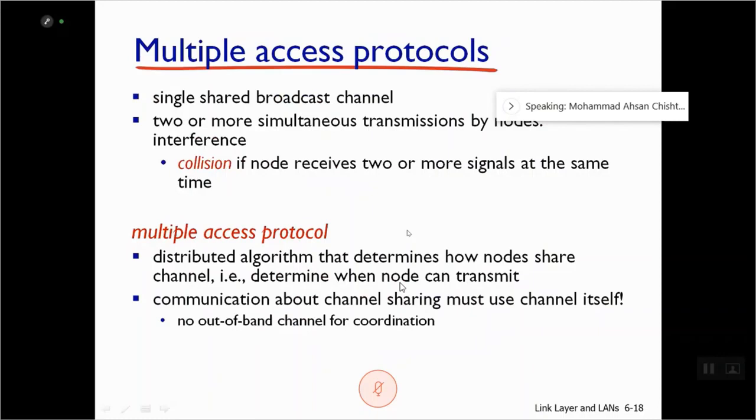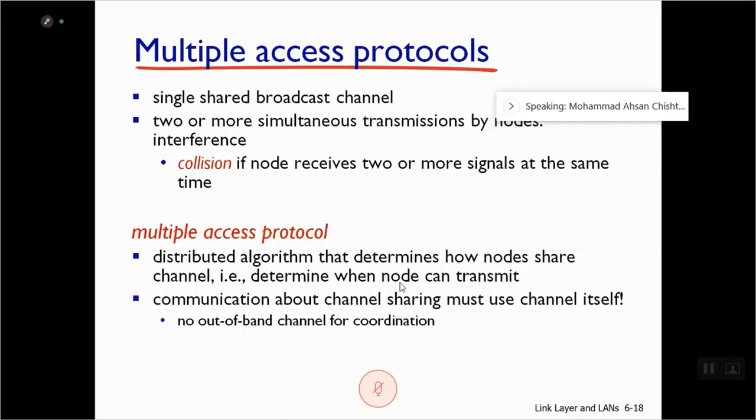So in these cases, what we require is multiple access protocols. And what do these multiple access protocols do? They coordinate the access of multiple sending and receiving nodes to the shared broadcast channel, typically used in LANs. They ensure that collisions are not there, or if a collision happens, what to do. If two senders send simultaneously, what would happen, and so on. All of these are decided by the multiple access protocol.